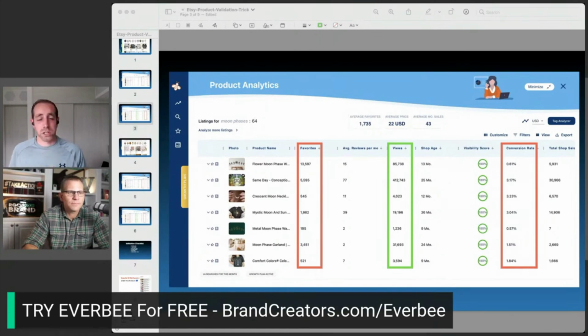Because conversion rate is just number of sales divided by number of views. Pretty straightforward. But it also shows how well that specific product is performing versus expectations, right? A mid-range conversion rate on an Etsy product should be somewhere between 1 and 3%, right? I'd say 1.5 to 2 is probably the really safe version of that range. If any of these products are converting lower than that, we should be writing that down, especially if they have a high number of views, right?